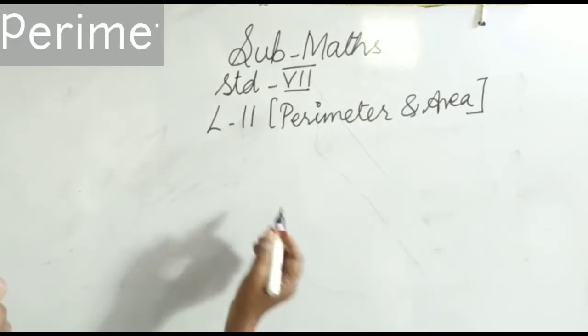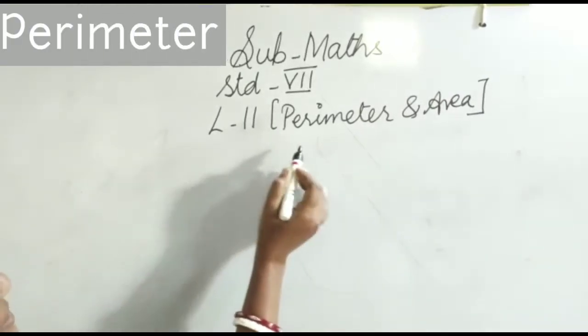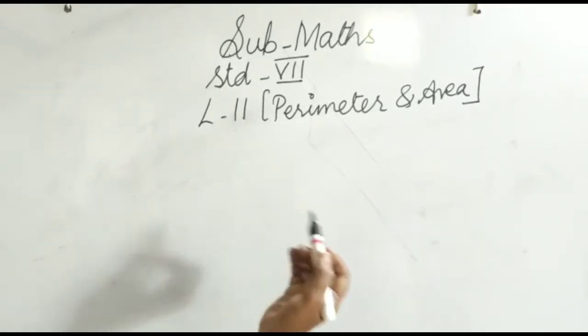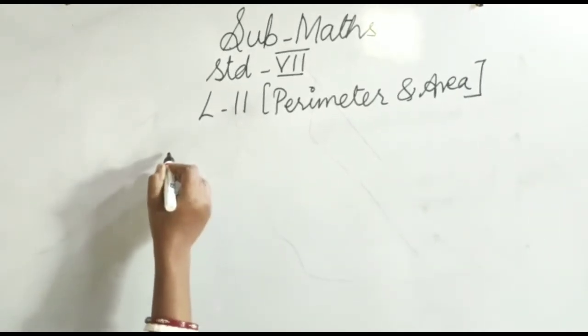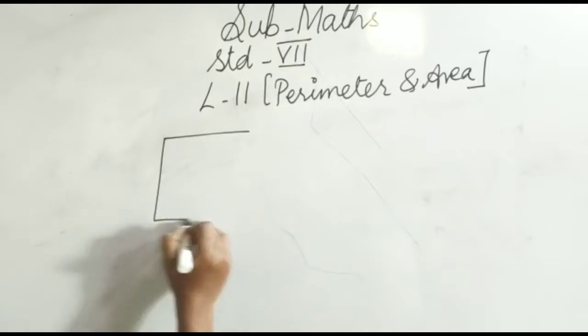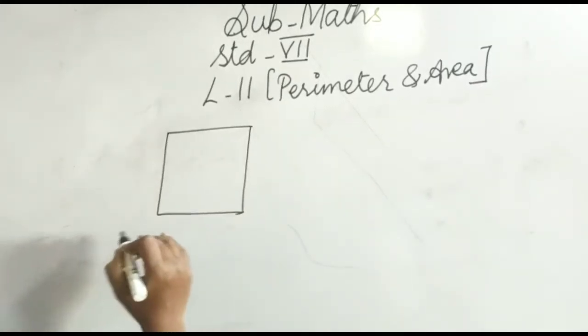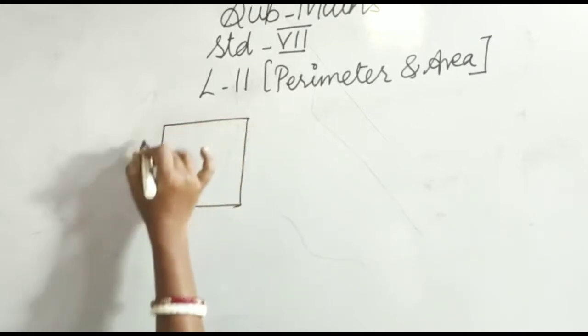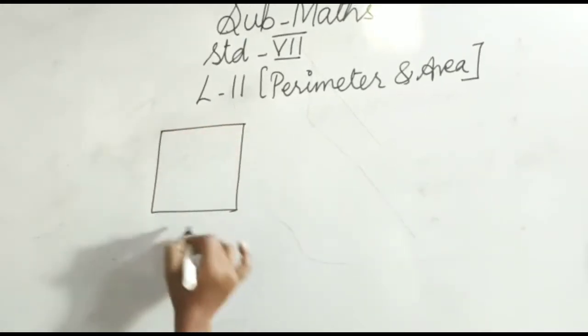Good morning, dear children. Today I am going to teach you lesson number 11, that is perimeter and area. First of all, I will explain what is meant by perimeter. Suppose this is a figure. What is meant by perimeter? Perimeter means the total length along the boundary of this closed figure.